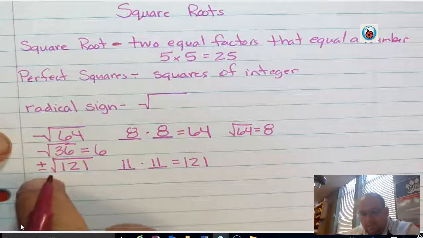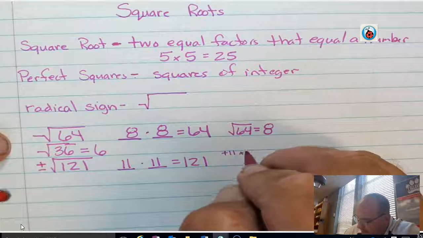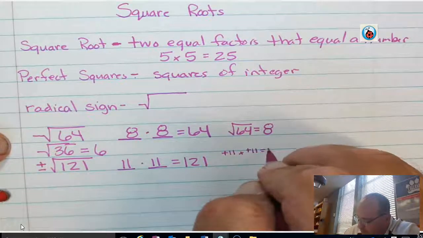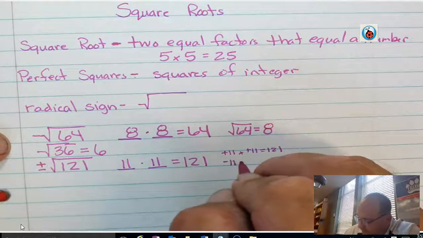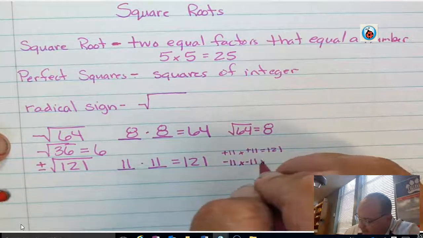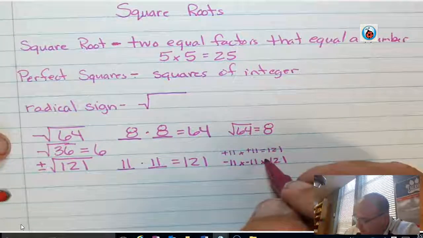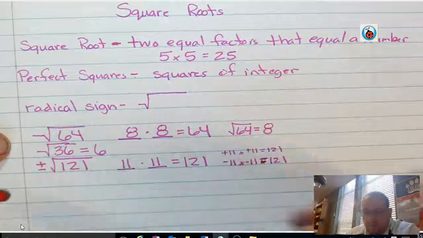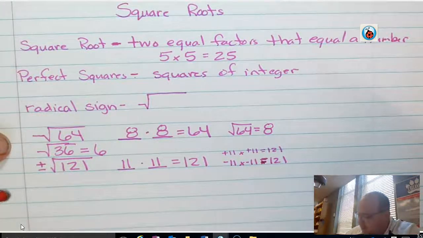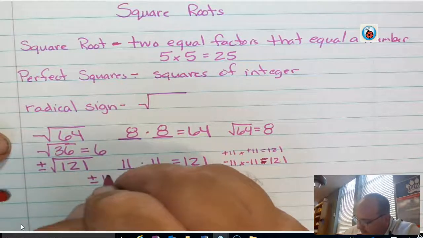Notice the reason it has the plus or minus is because positive 11 times positive 11 equals 121, along with negative 11 times a negative 11 will also give me an answer of 121 that's positive. Whoop, forgot to put an equal sign there. So both of those equal 121. As a result, I would write plus or minus 11 for this one.